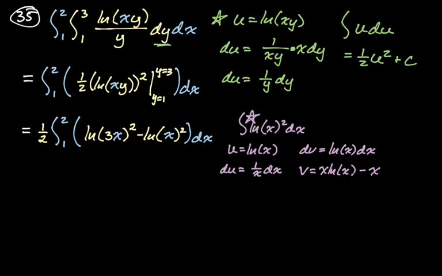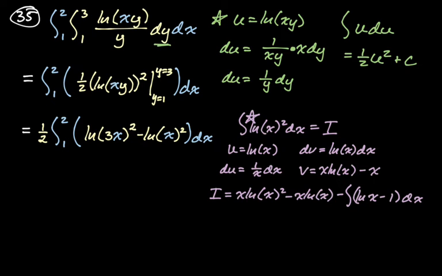So we're going to get our overall integral. Let's just call this I. So I is going to be uv, which is this, and then minus the integral of v du, which when you multiply v and du, you end up with natural log of x minus 1, right? Because you're dividing everything by x. All right, and then dx.